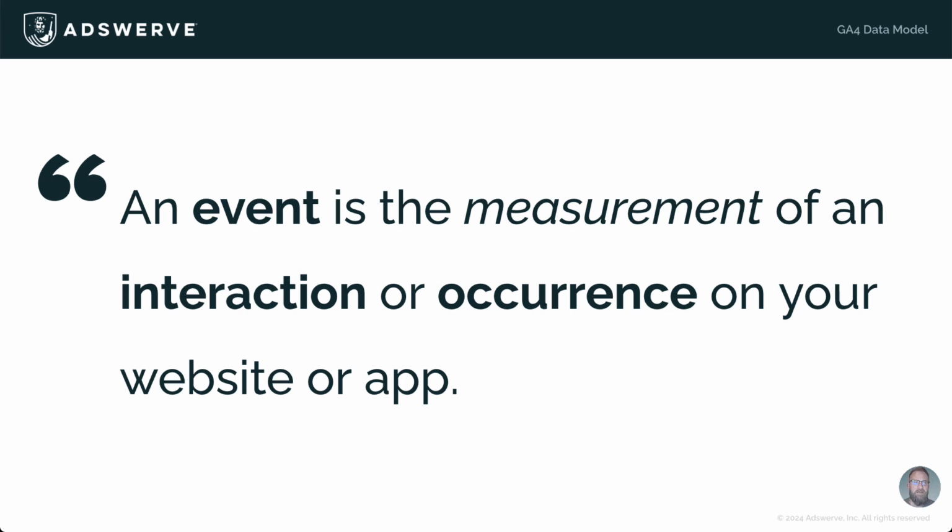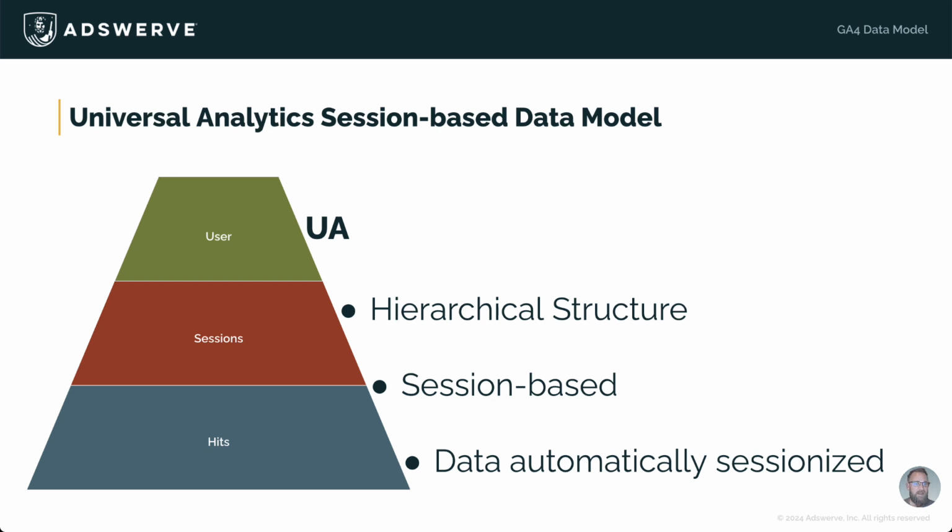Now let's take a step back and look at the Universal Analytics data model. Here we can see it, and it's highly structured. It's very hierarchical. It's made up of hits and sessions and users. Under Universal Analytics, the data was sessionized before you ever saw it in reporting. So all of those hits that are streaming in from users doing things on your website are sessionized before you see it in reporting. The session is the fundamental unit of measurement in Universal Analytics.